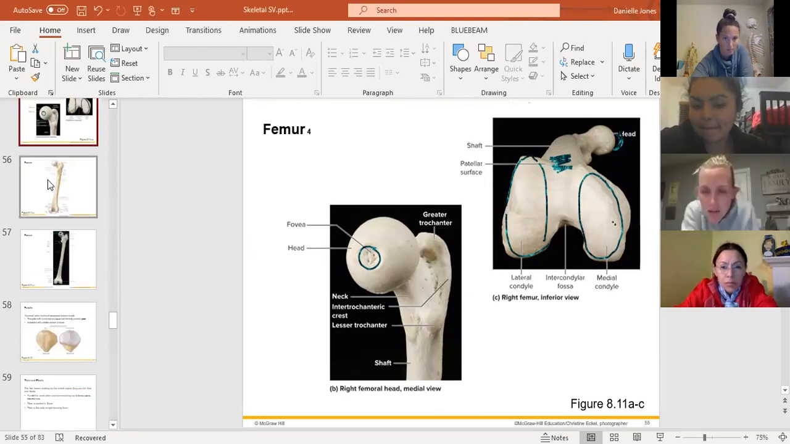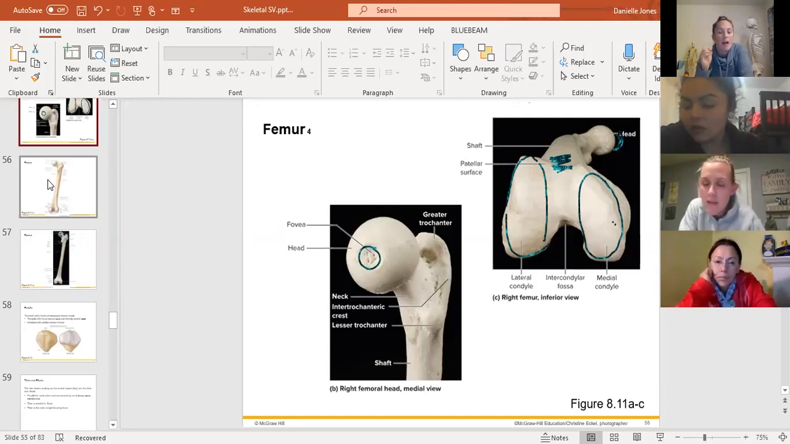Is the fossa then in the knee where the two ligaments lie, like the ACL, in the center? In the intercondylar fossa, there's a space that has the ACL and the PCL. Those are going to attach more to the condyles, actually. But yes, it's in that general region.